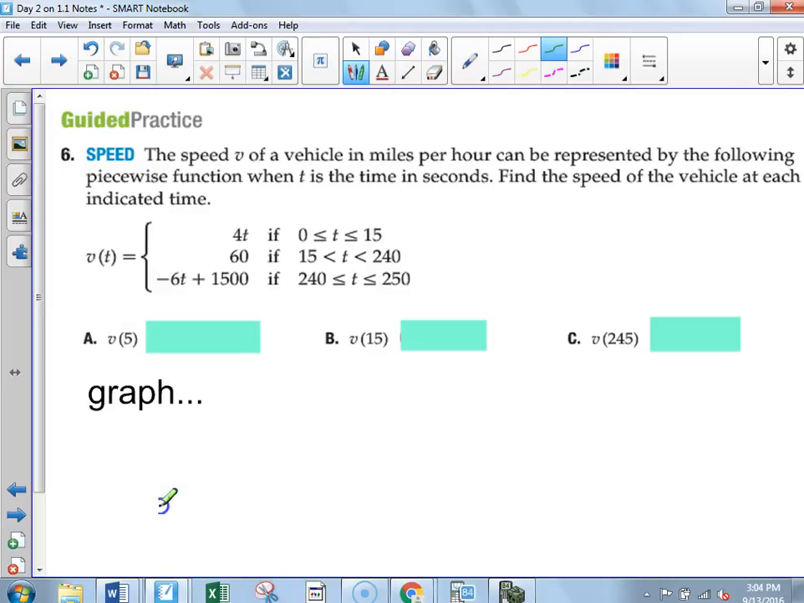This question, can anybody tell me the domain of this? You don't have this one on your worksheet. It just leads into the next one nicely, so I want to talk about it real quick. The speed of a vehicle in miles per hour can be represented by the following piecewise function when t is the time in seconds, even though the speed is in miles per hour. Find the speed of the vehicle at each indicated time. What is the domain? Right here.